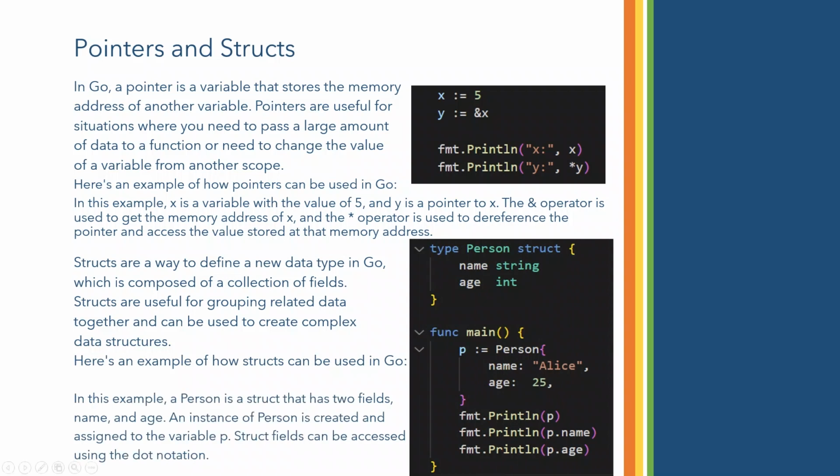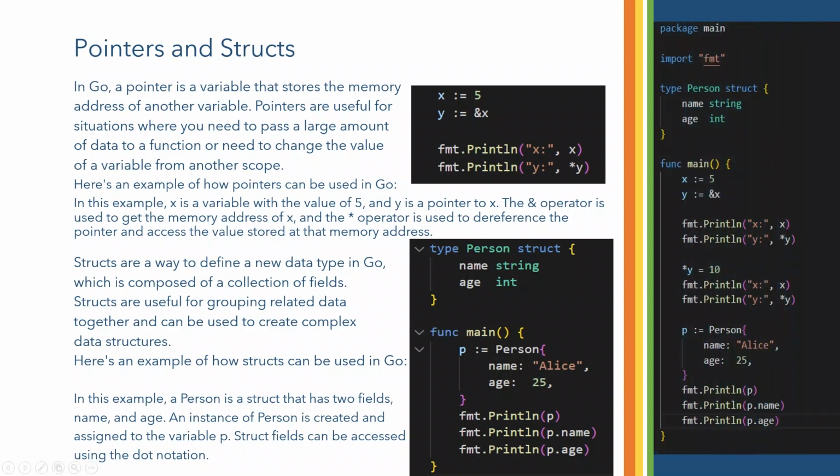Person is the struct name, and the struct has two fields, name and age, an integer. You can create an instance of Person and assign it to the variable p, and the struct's fields can be accessed using the dot notation, like p.name, p.age. And we can see one example of this program.